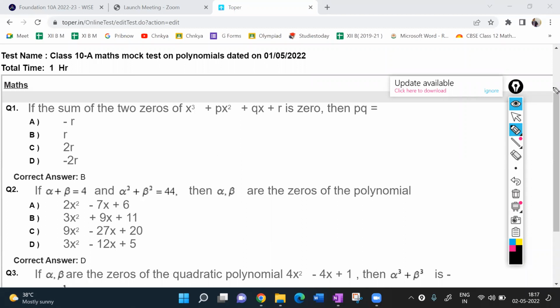One second. Someone is writing here. Yes. Guys, any doubts in the first question? Tell me. Cubic polynomial given to you. Guys, can you hear me, or is there any problem from my side? Sir, we can hear you.